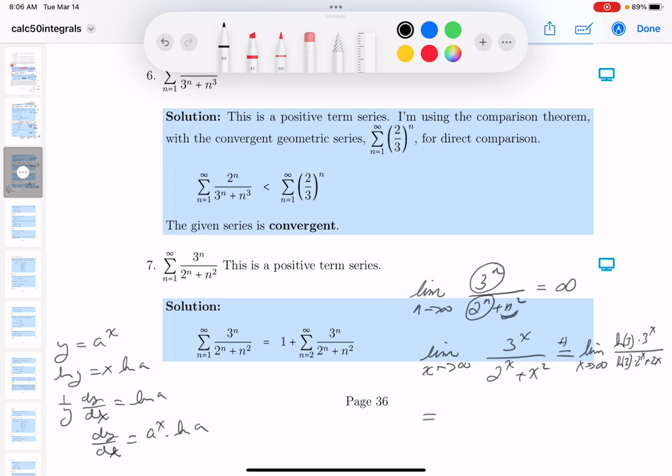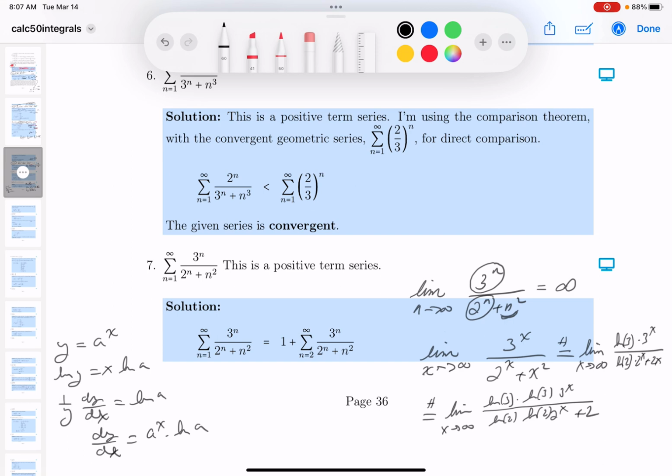L'Hopital's rule again. The top goes to infinity, the bottom goes to infinity. So what do you get over here? Let's write this down. Limit as x goes to infinity. And then what are you going to get? Well, you're going to get ln 3. The derivative of 3 to the x is ln 3 times 3 to the x. What do you get on bottom? ln 2 times 2 to the x, plus 2.